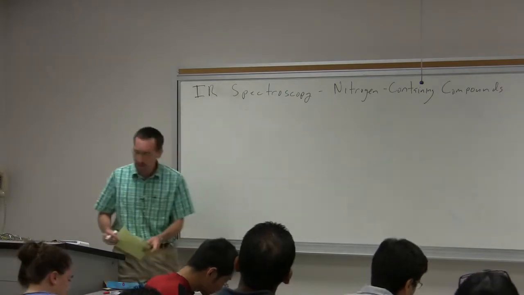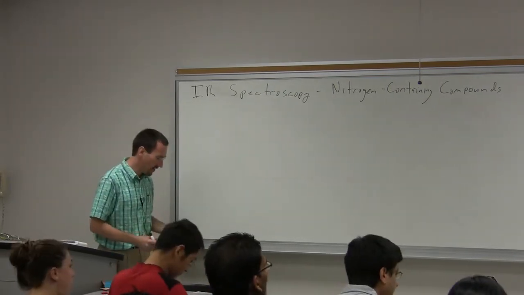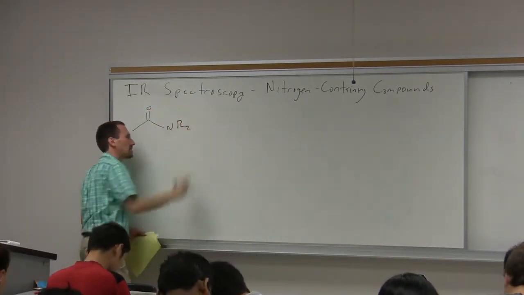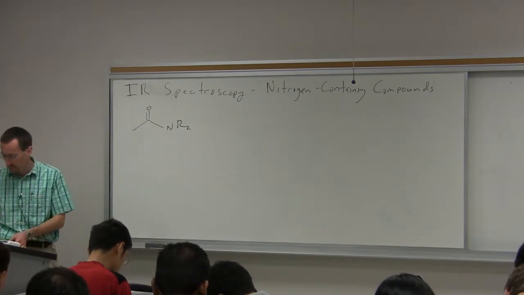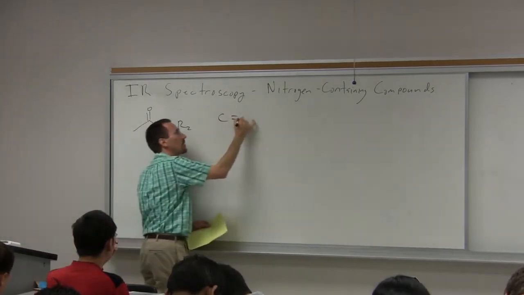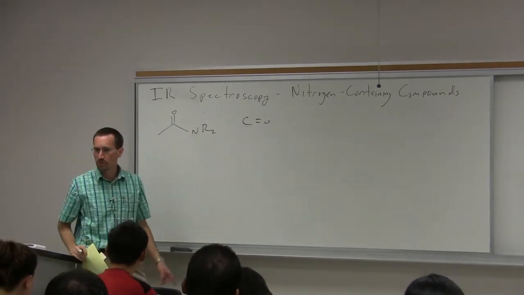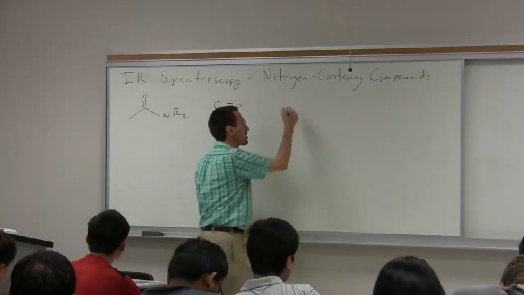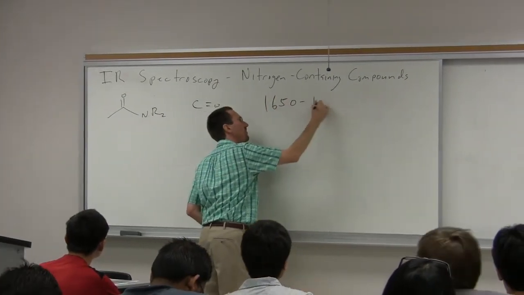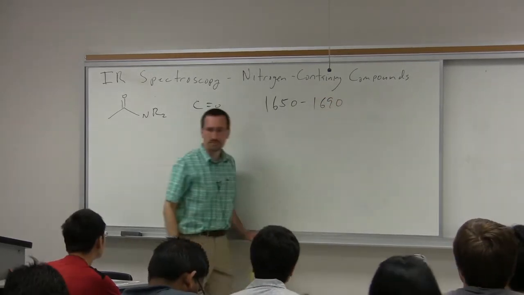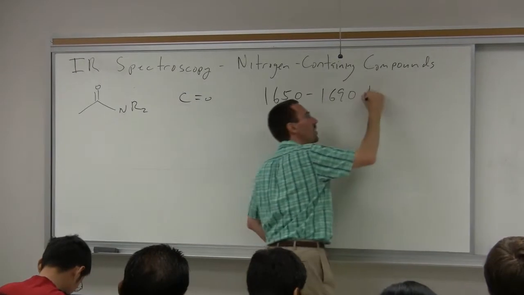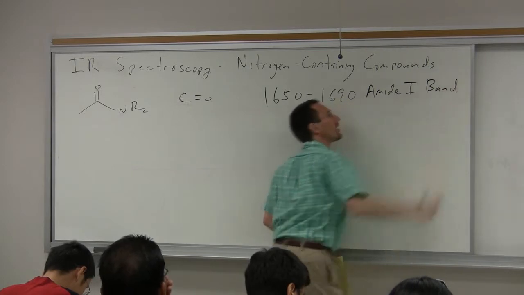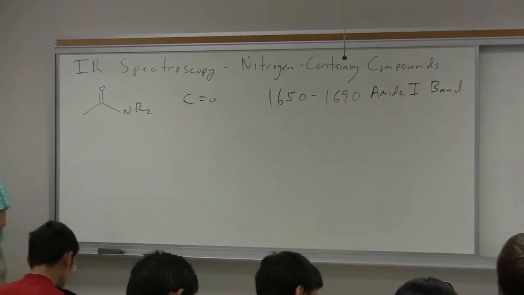But let's start with some basic nitrogen-containing compounds. So amides continue our discussion of carbonyl groups. We talked about the amide carbonyl band, and we said of all the common functional groups, of all the common carbonyl compounds, amides have the lowest carbonyl stretching frequency at 1650 to 1690. And sometimes this is referred to as the amide 1 band. And we'll see in a moment what the amide 2 band is.